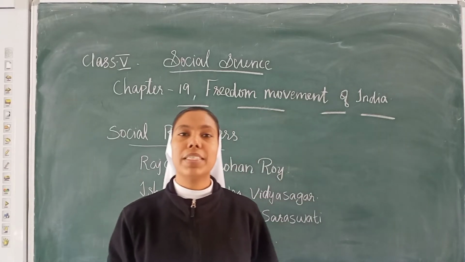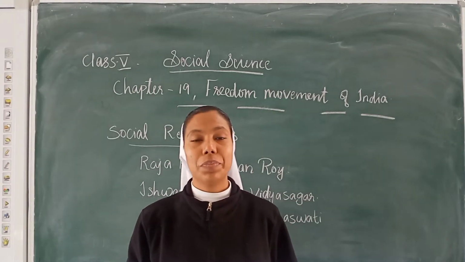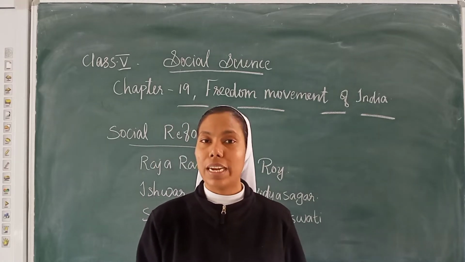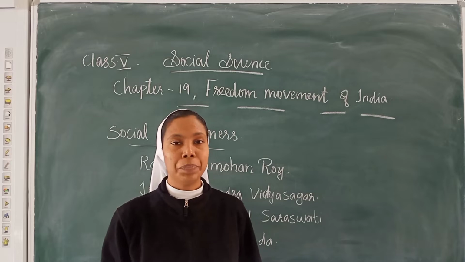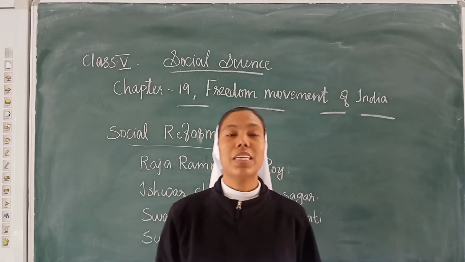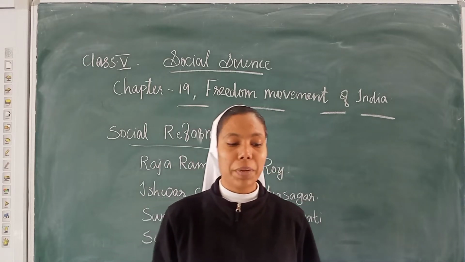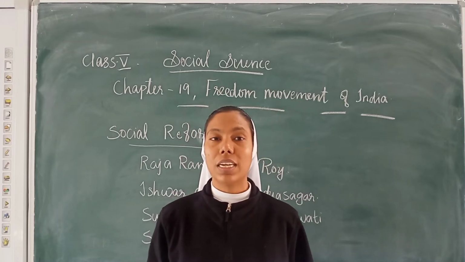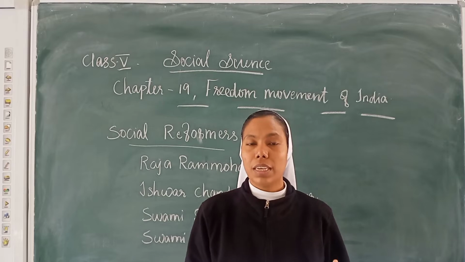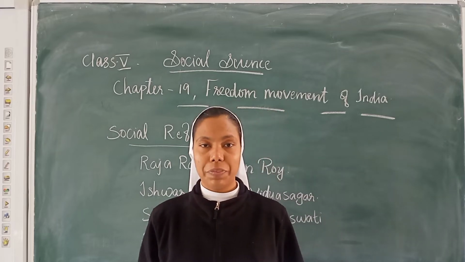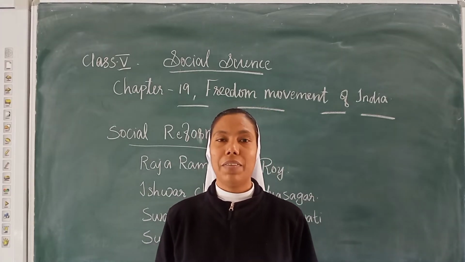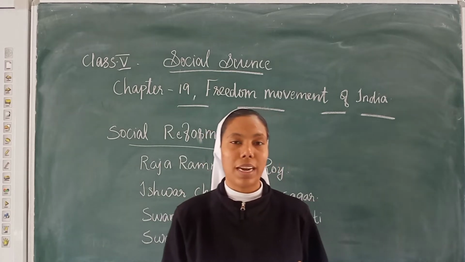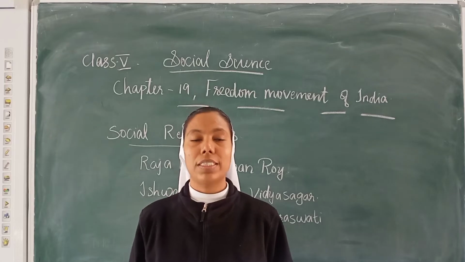Already in previous chapters, we discussed the revolt of 1857, and we have seen that the revolt took place in 1857. After the revolt, the British tried to bring some changes in the educational system as well as the transport and the communication system.